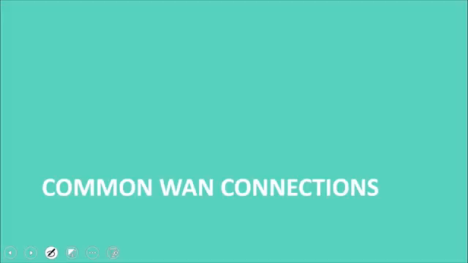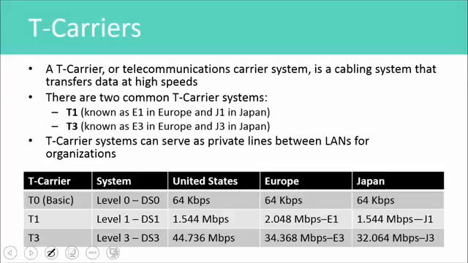All right, so let's talk about the different kinds of connection technologies that are available in WANs, right? So how do we access the internet from our home or from our office? What kinds of technologies are available to us to connect to all that data out there? So first up is T-carriers. A T-carrier is just a telecommunications carrier. It's a cabling system that transfers data at high speeds. It's a dedicated line, right? So if you have a line lease from a T-carrier, you're going to have some pretty high transfer speeds.